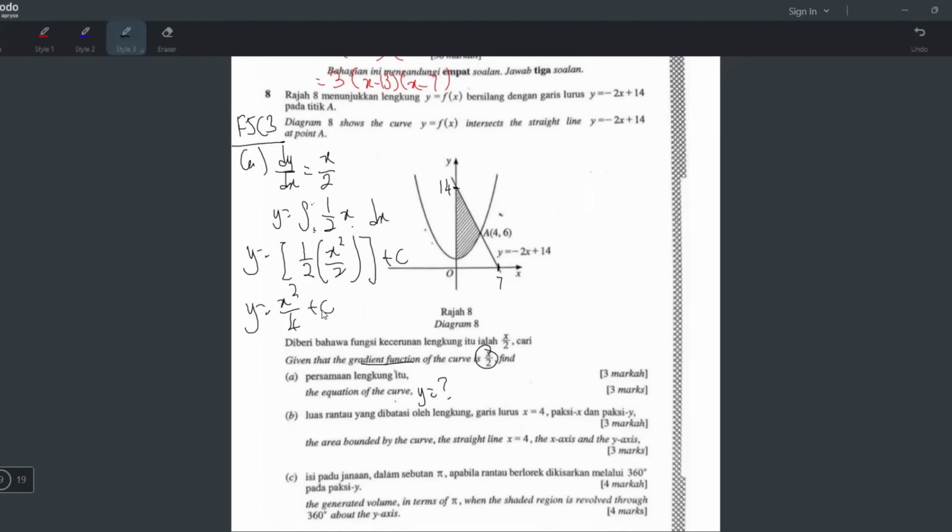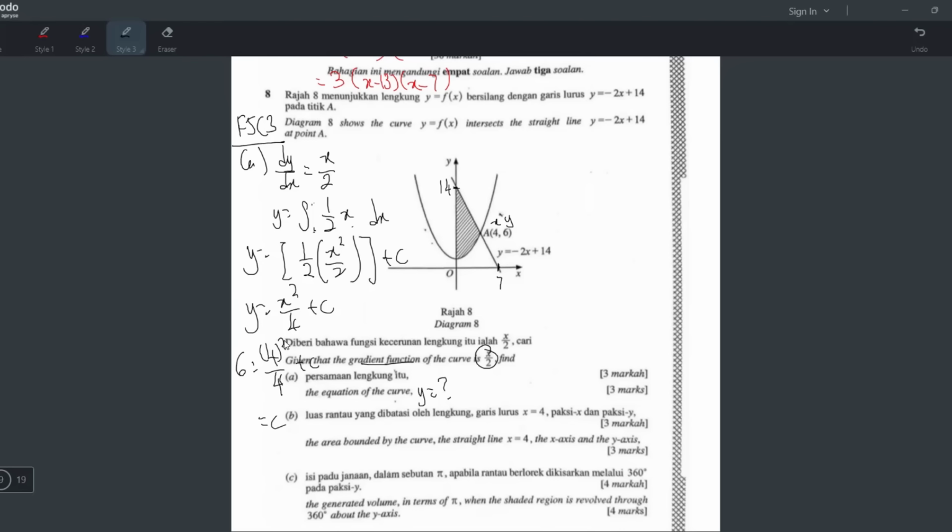But I told you we need to find the c, and how to find the c is to sub xy inside, and you have to sub with a point that passes through the curve, because you're trying to find the equation of the curve. So the only point that you can use here is point A, 4, 6. 4 is the x, 6 is the y. So it becomes 6 equals x squared over 4 plus c, and the x you put in 4.